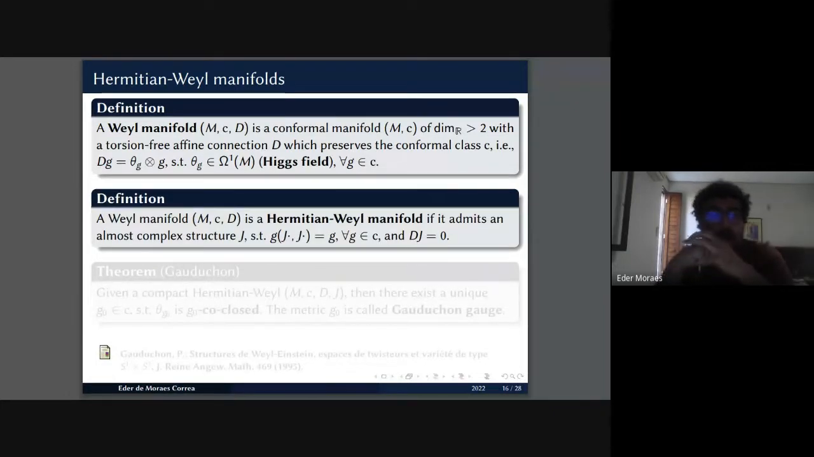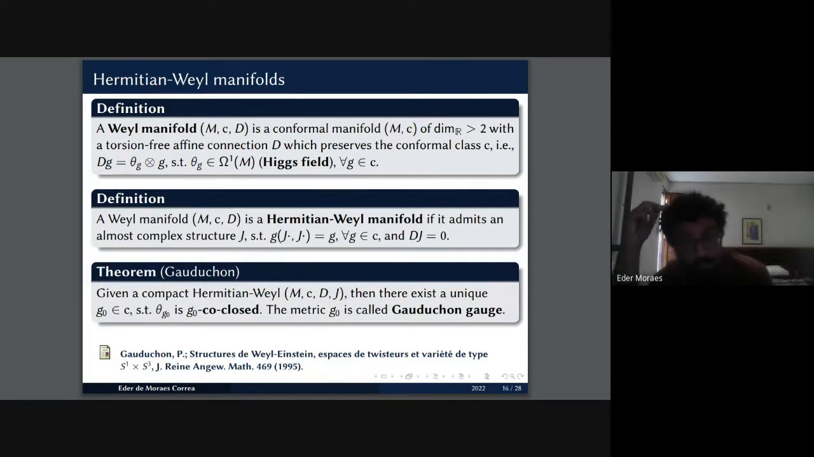And so here you have the definition. A Weyl manifold is a Hermitian Weyl manifold if it admits an almost complex structure which is orthogonal with respect to each element in the conformal class and is parallel with respect to the torsion-free connection. This connection is called the Weyl connection. So it's preserved by the Weyl connection. Since the Weyl connection is torsion-free, this condition implies that the almost complex structure is in fact integrable, so it's in fact a complex structure. So every Hermitian Weyl manifold is a complex manifold. It's in fact a Hermitian manifold for each element in the conformal class, right?